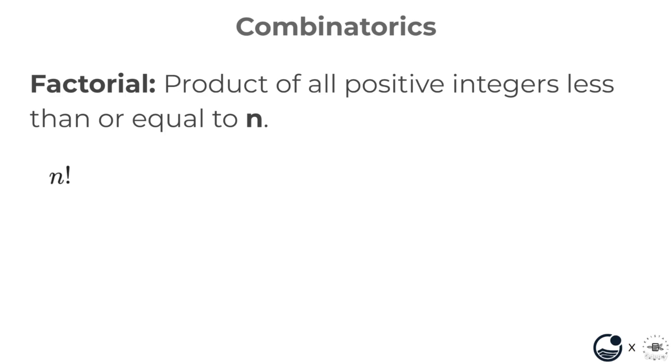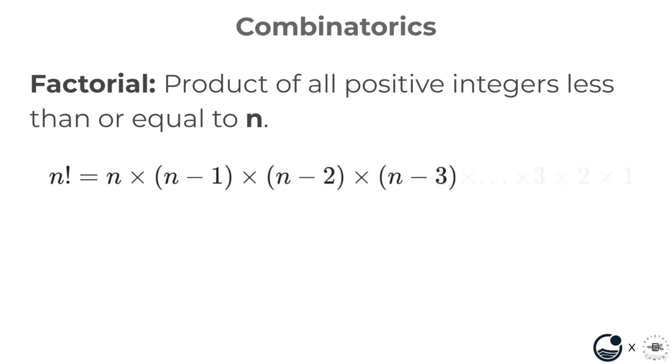Simply put, the factorial is the product of all positive integers less than or equal to n. So if I have n factorial, noted as n exclamation mark, that's actually equal to n multiplied by n minus 1, multiplied by n minus 2, multiplied by n minus 3, and so on until you get to the last positive integer, which is 1 in this case. So 3 times 2 times 1.